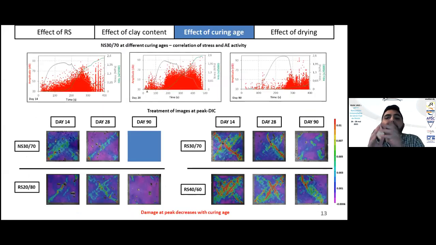Regarding the curing age, these 3 figures show the stress-strain curves and the correlation of stress and acoustic emission activity of the natural sand mixtures at different curing ages. We can see that before the peak, the acoustic emission activity decreases with age, indicating a lower rate of damage due to the increase in strength. This was reflected in the digital image correlation by the decrease of the degree of damage at peak. Take RS2080 as an example. We can see how the degree of damage decreases with age.